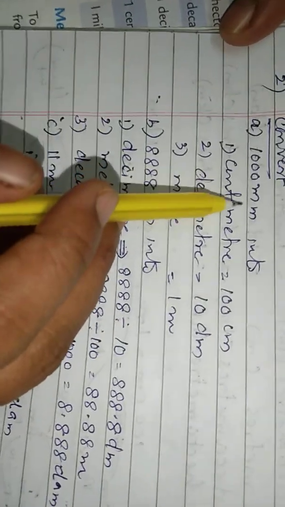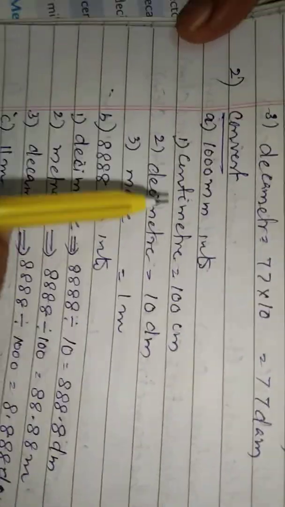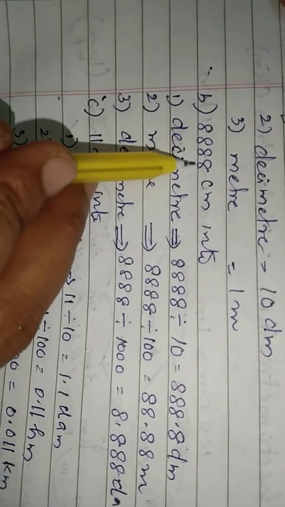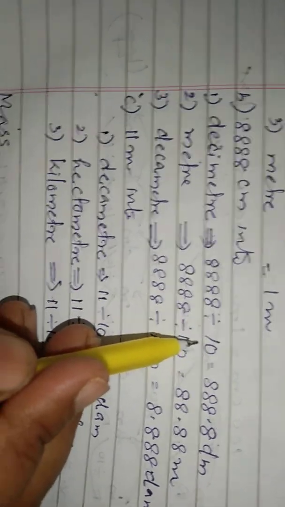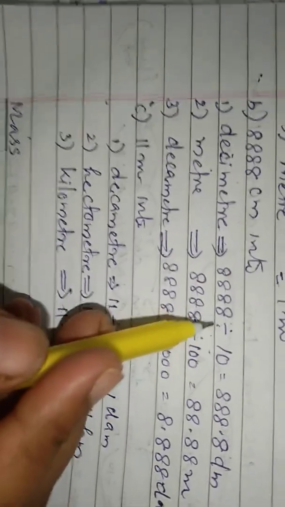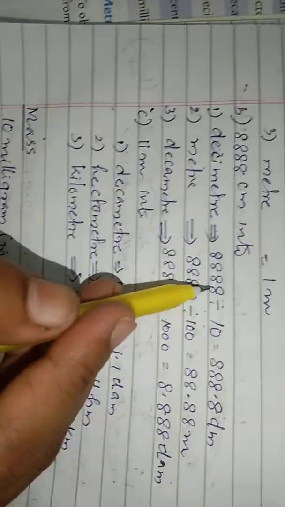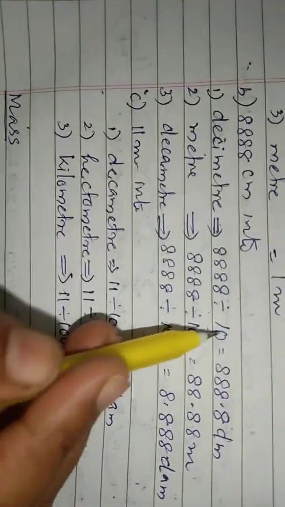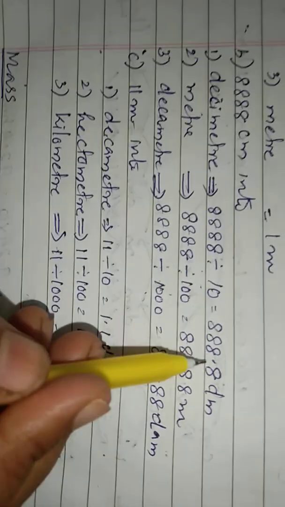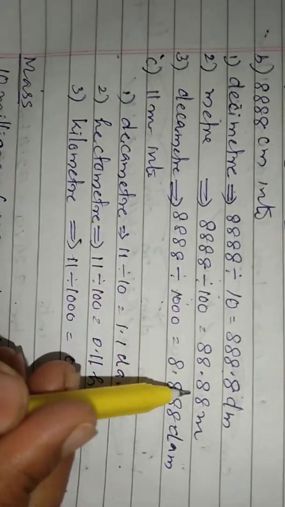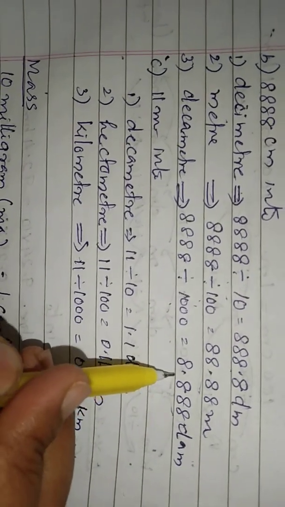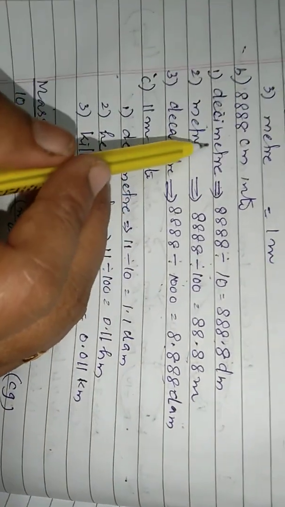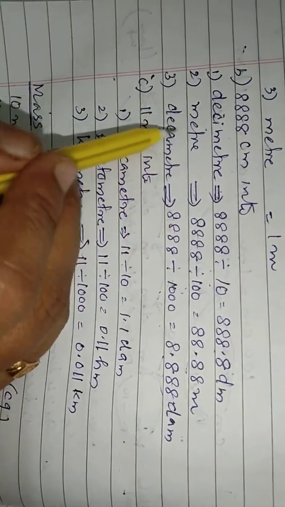Next type of conversion, smaller to bigger unit. How will you convert? Okay, look at this example, 8,888 centimeter into decimeter. So centimeter to decimeter we have to divide by 10. When we divide a number by 10, 100, 1000, the decimal moves to the left according to the dividing factor. That is, if it is divided by 10, the decimal will move one place to the left. When we divide by 100, the decimal will move two places to the left. And when we divide by 1000, it moves three places to the left.